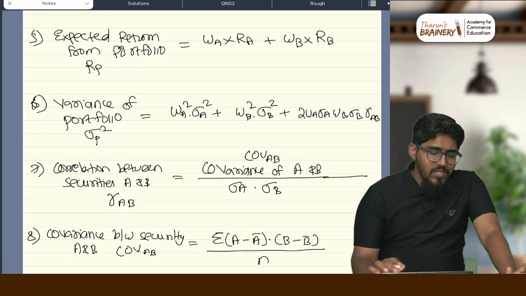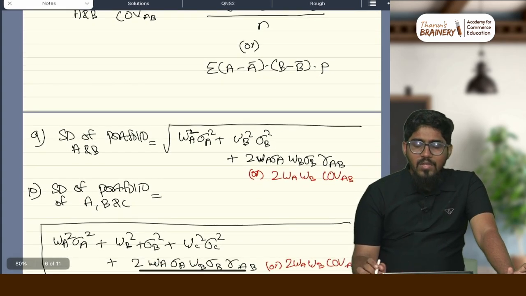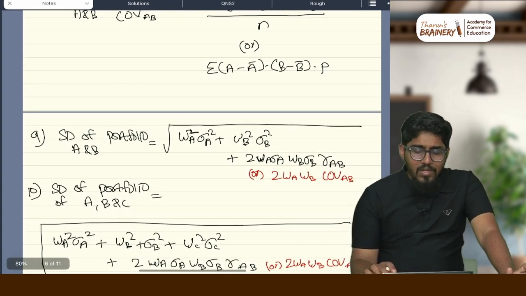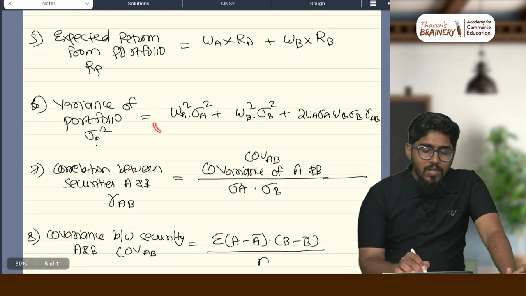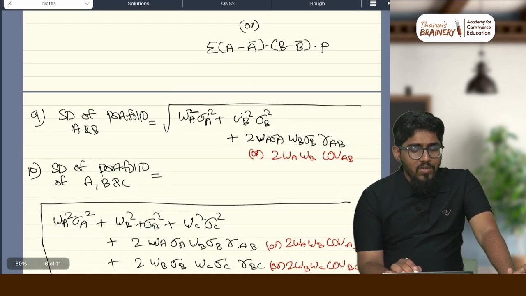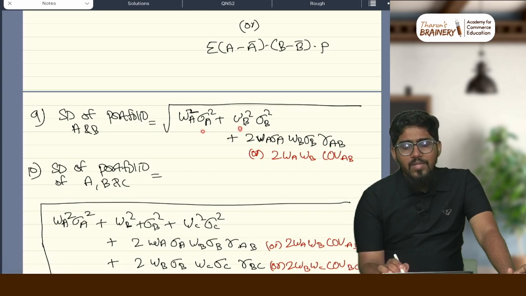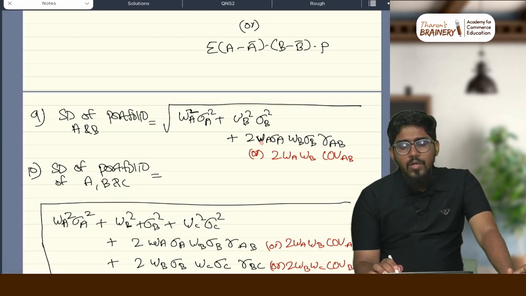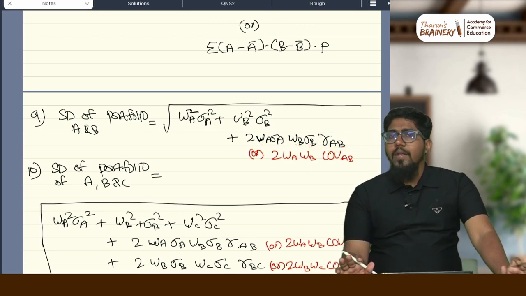Sir, if this is the variance, what is the formula for standard deviation? Standard deviation is the square root of this. So the square root of weight of A square into standard deviation of A square plus weight of B square into standard deviation of B square plus 2 into weight A into standard deviation A into weight B into standard deviation B into R of AB. This much clarity you are having.